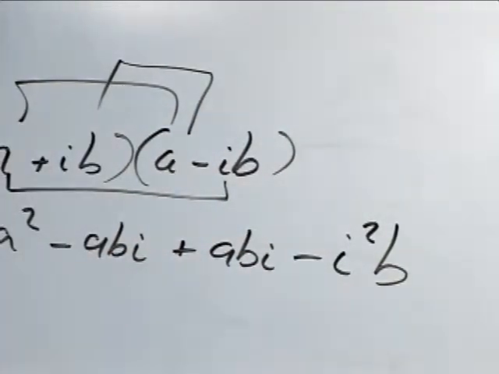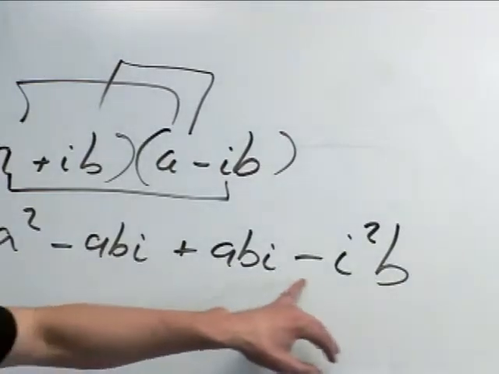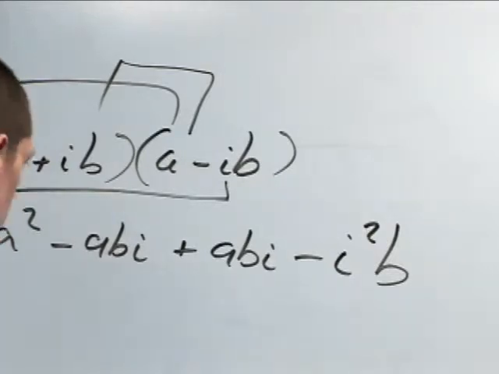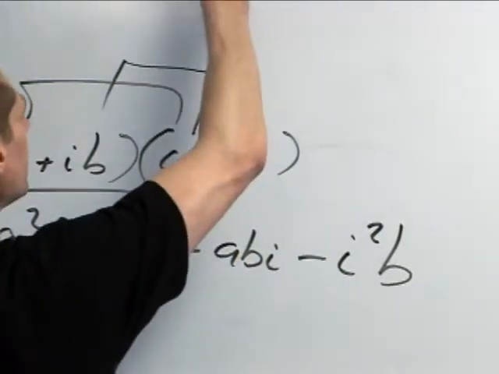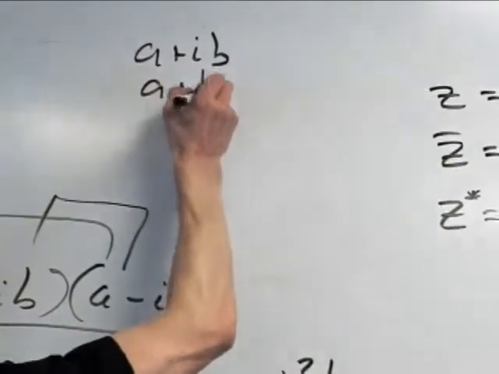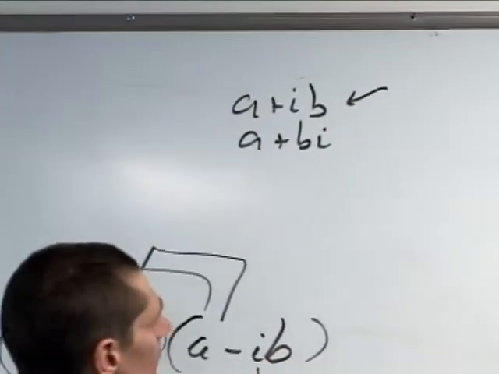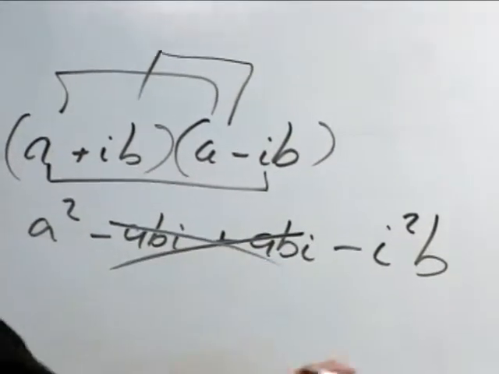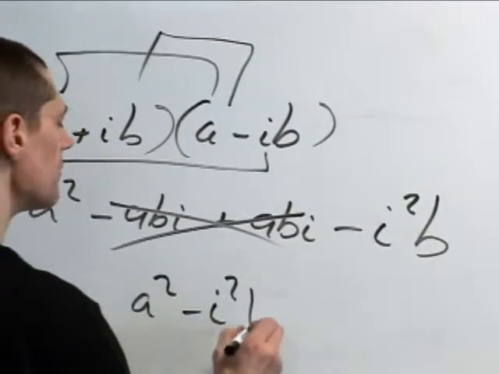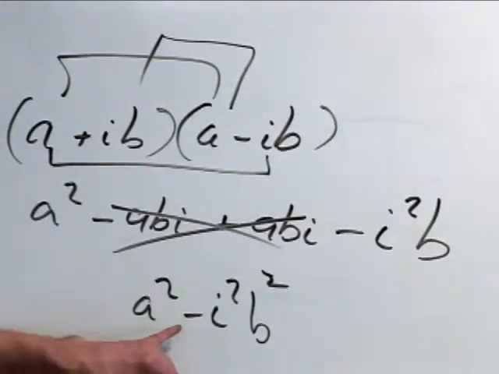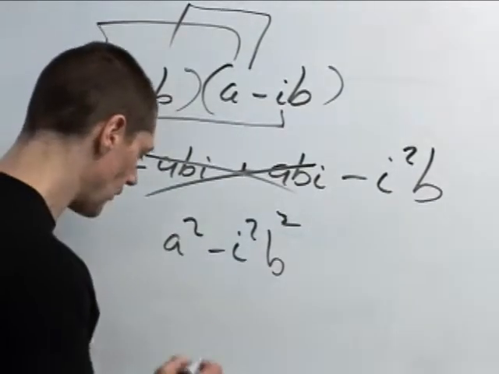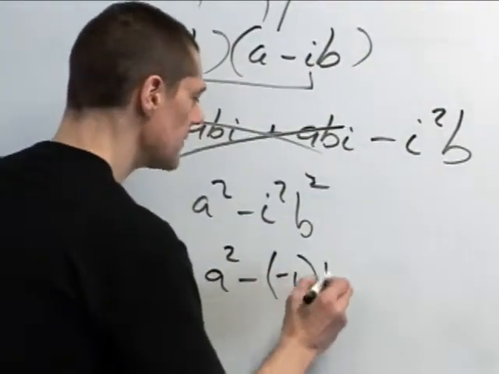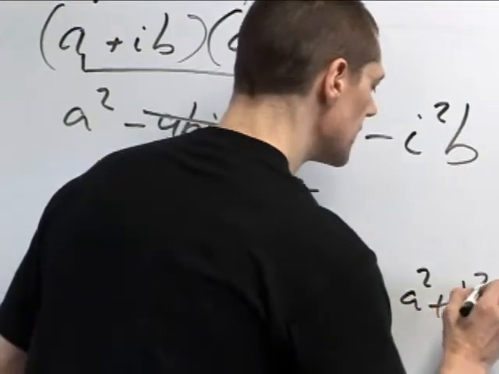Right away you could be going, why is this i squared in front of the b here? I'll show you why in a second. It's just to make things easier to look at. These are all correct: a plus ib or a plus bi. This is standard in general. This is fine as well. So here, minus abi plus abi, these cancel out. So we have a squared minus i squared b squared. This is why I brought the i squared up front. I squared is -1, so this is -1 times b squared. This is a squared plus b squared.